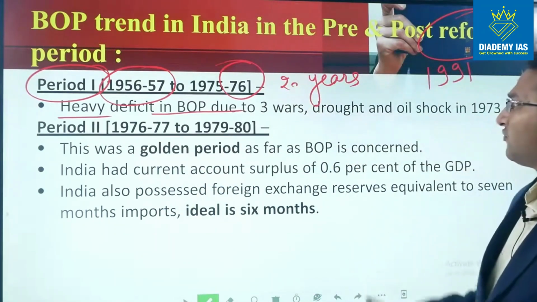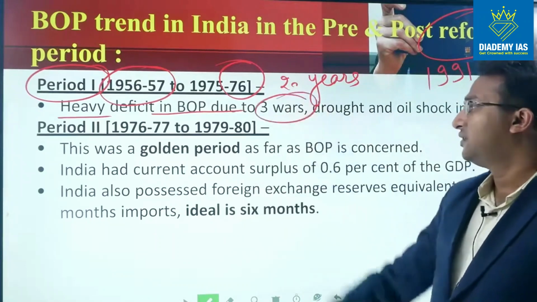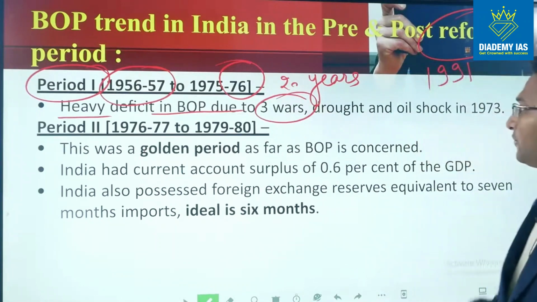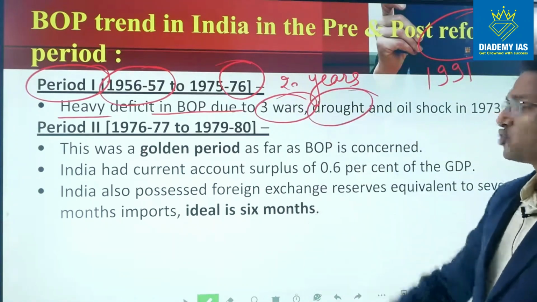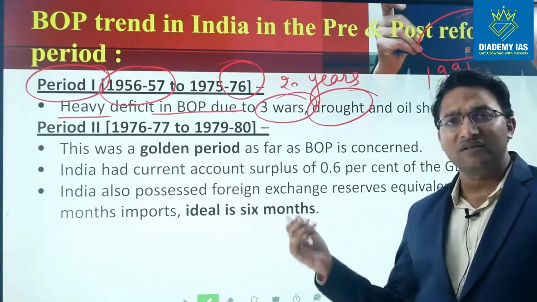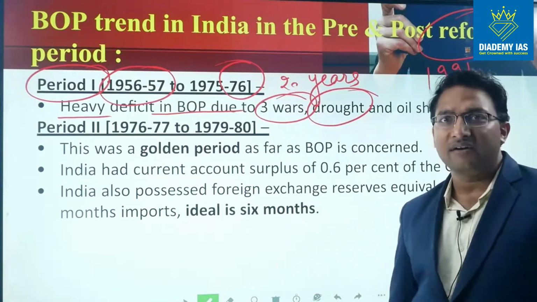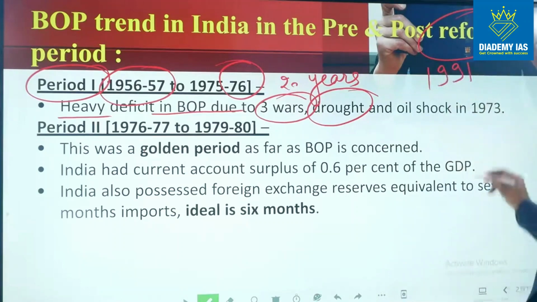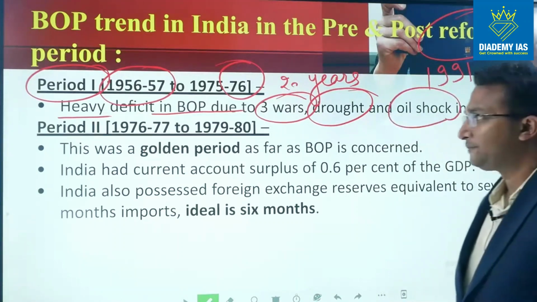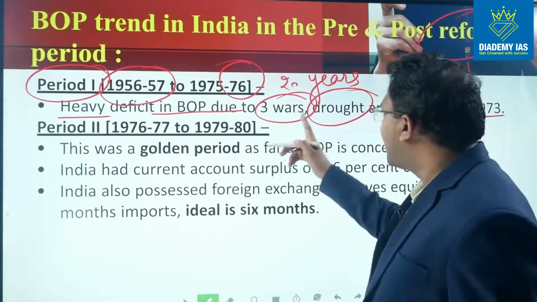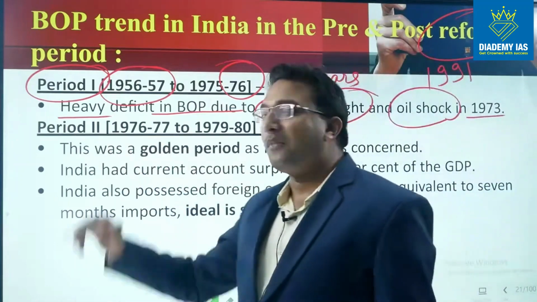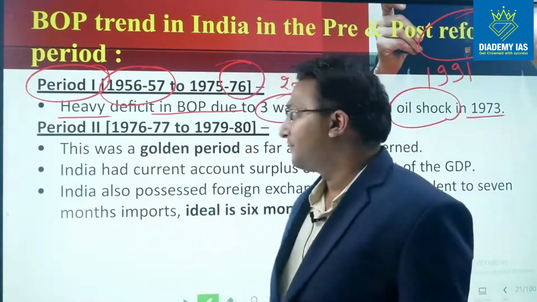The reason was, first, there were 3 wars. 2 wars with the Pakistan and 1 war with the China. Then there was a situation of drought in around 1965. In the backdrop of this drought only, we started green revolution. Then we faced oil shock in 1973. Because of wars, drought and the oil shock, we had heavy amount of BOP deficit.